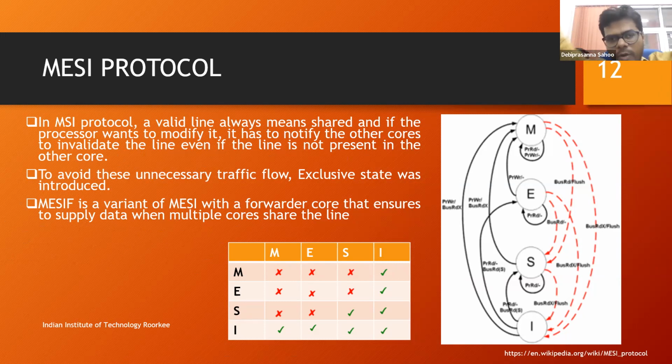But then what is the thing that needs to be verified here? The combination of what states is now possible? As I said, F state is another shared state. So a combination of S and F is possible, and a combination of M or E and F is not possible.